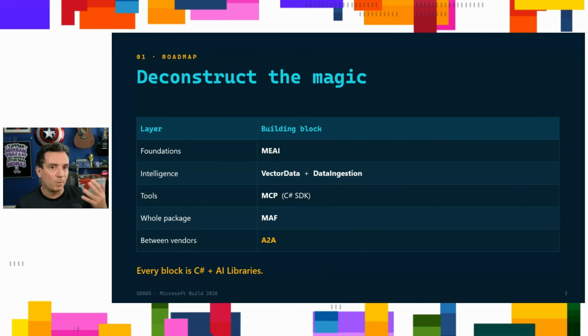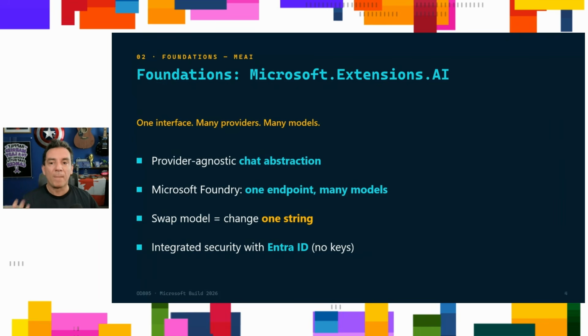Then when we start to talk about data, we probably start to talk about vector data, data ingestion, and more. We talk about tools, and MCP comes here. We talk about agents. We have Agent Framework. And then we have, in this specific scenario, the connection between 2 agents using agent to agent. But there are other topics, like, for example, AGUI, which you can see in other sessions and more.